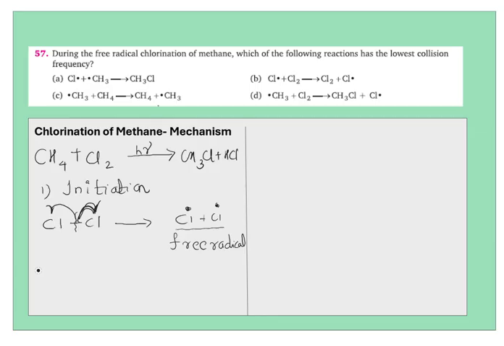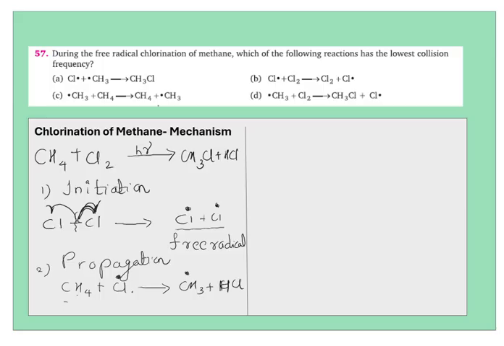Now let's take the second step. What is the second step? The second step is propagation. How does the propagation take place? Obviously, the methane should collide or react with the chlorine free radical and it will form a methyl free radical and an HCl molecule. This is a neutral molecule, HCl. H from here will react with the chlorine free radical to form HCl. What is left over now?